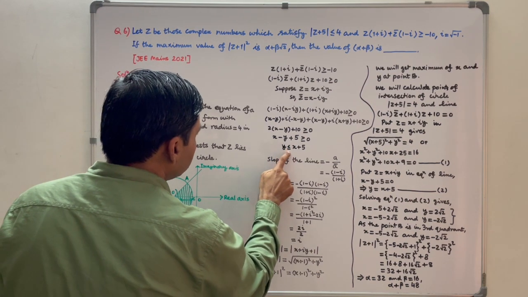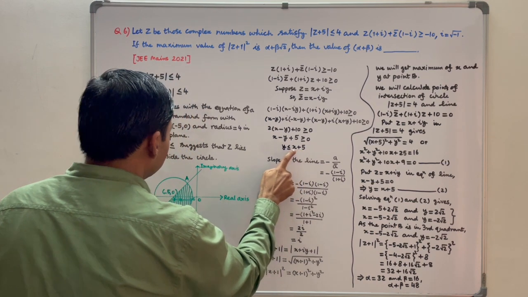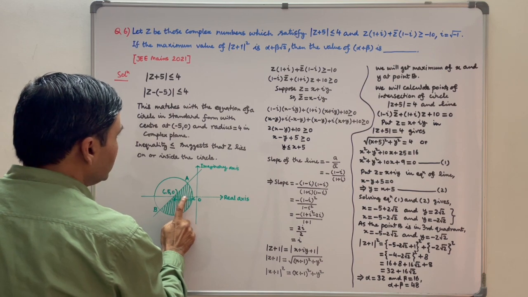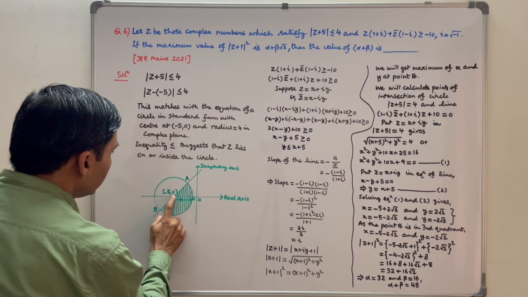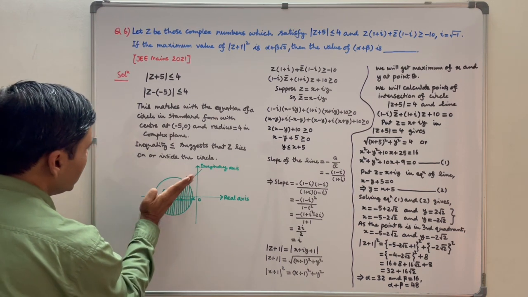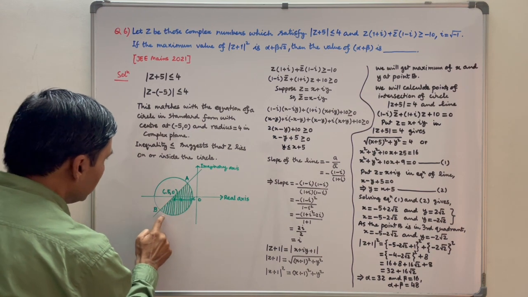So y is less than or equal to x plus 5. If you put the values of x as minus 5, minus 4, minus 3, minus 2, then you will see y is increasing. That means when x is increasing, y is also increasing. So you need to consider this part. So z will lie somewhere in this region.